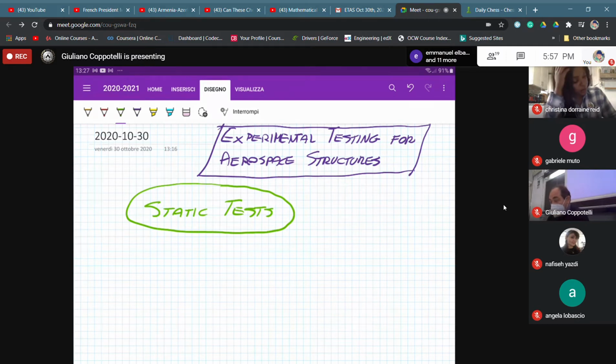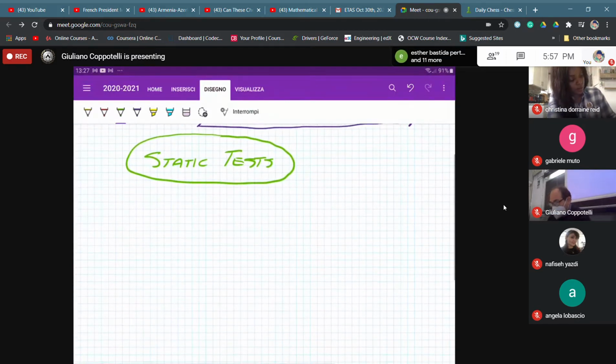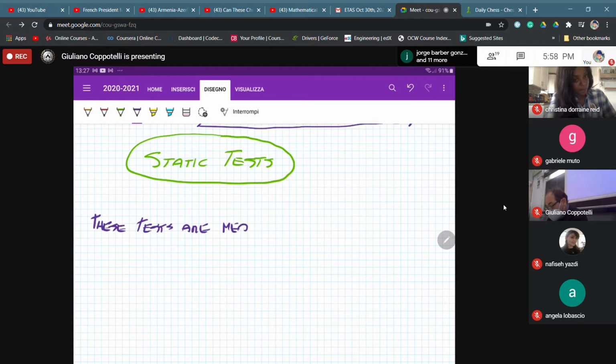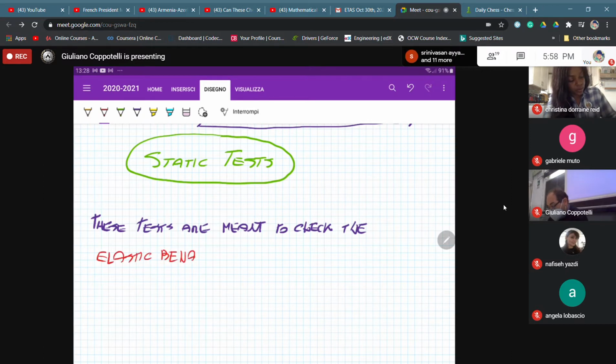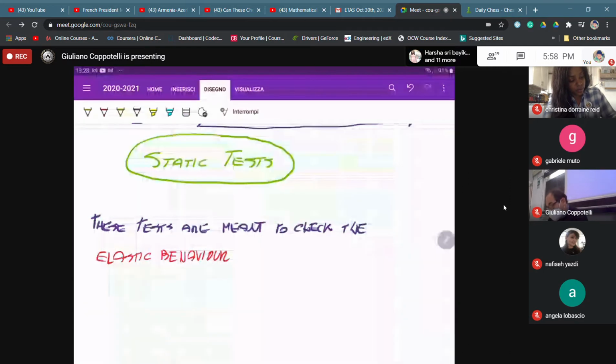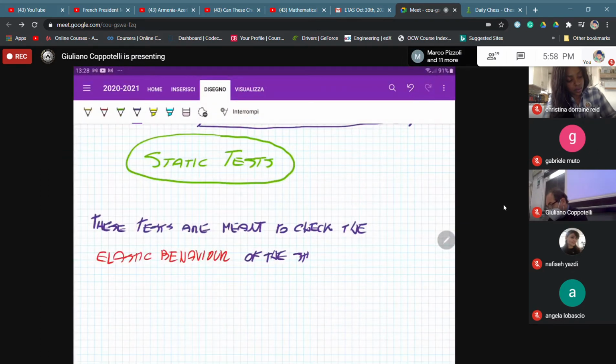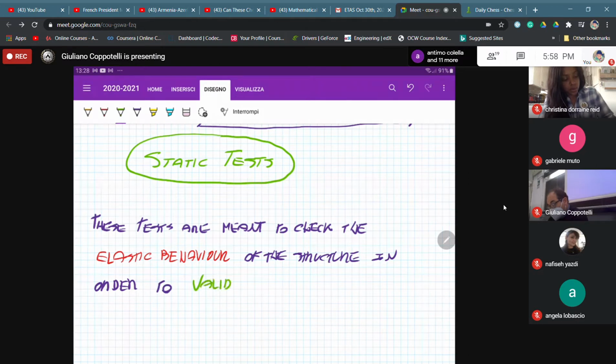Now, let me write this out so that you have a reference. So these tests are meant to check the elastic behavior of the structure in order to validate the corresponding numerical model.